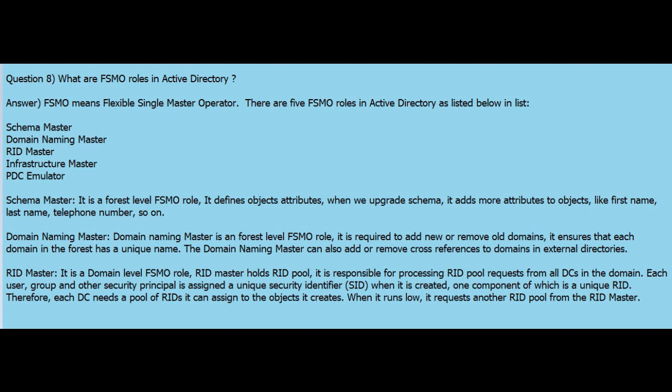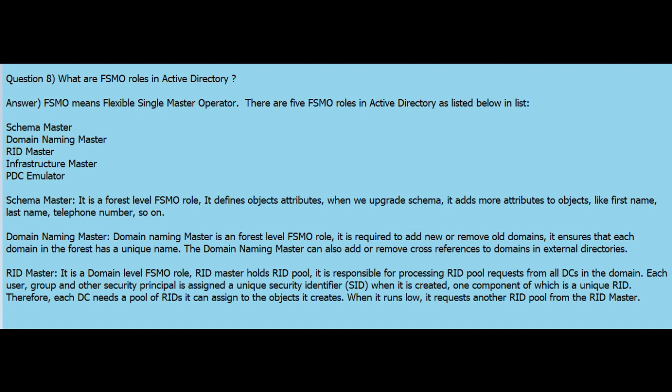Schema Master, it is a forest-level FSMO role. It defines objects' attributes. When we upgrade the schema, it adds more attributes to objects, like first name, last name, telephone number, and so on.